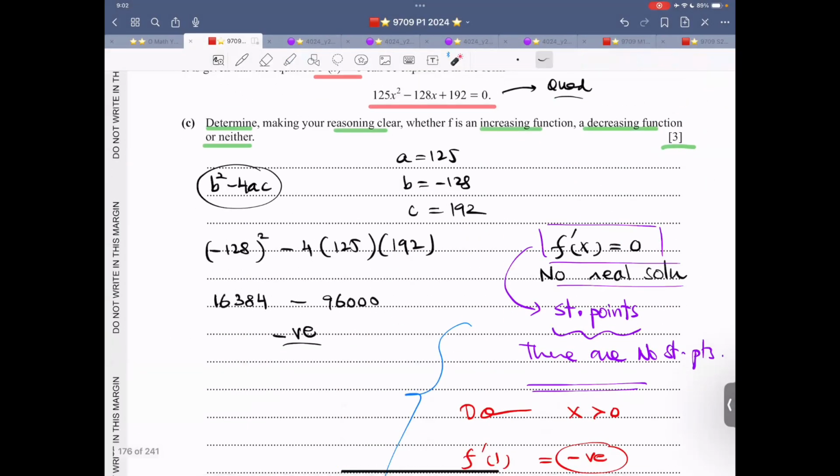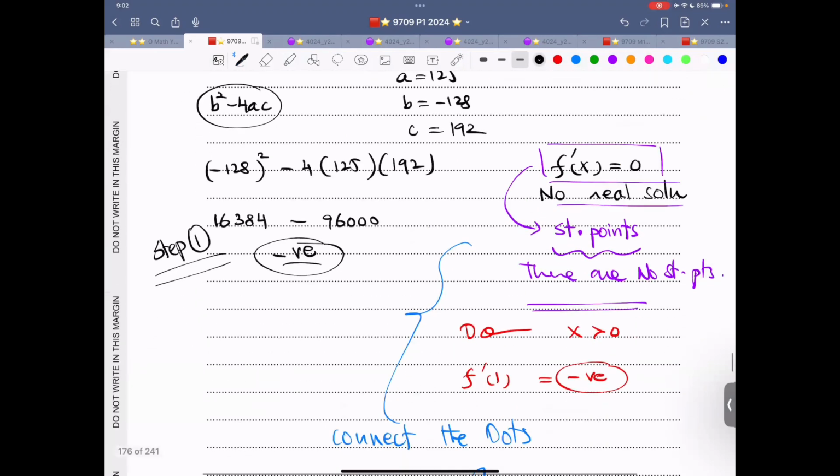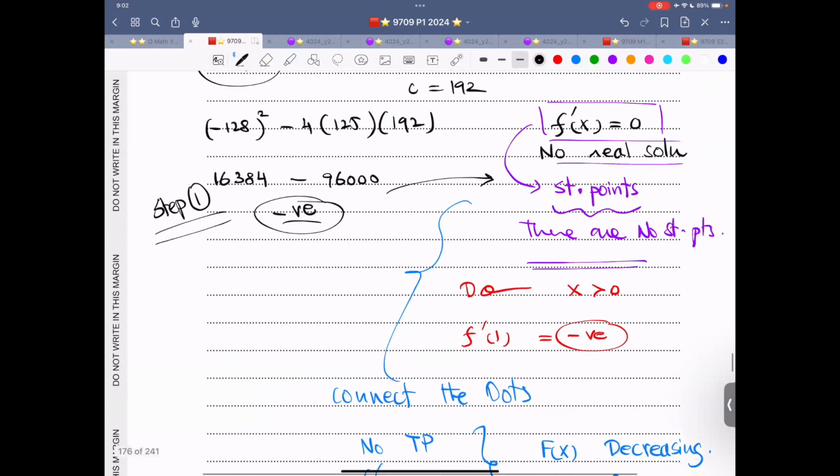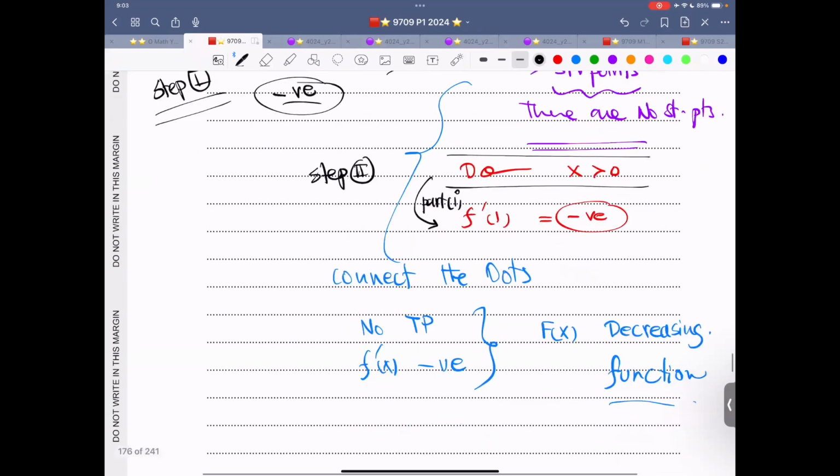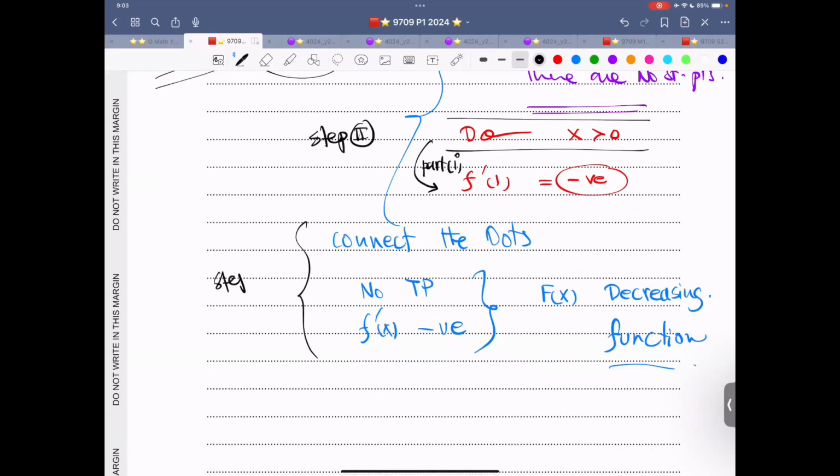Let me recap it. First of all, this is the quadratic. This is step number 1. That is b squared minus 4ac is coming out to be negative. That means the conclusion is there are no turning points. Step number 2. That is this thing, that the domain is x is greater than 0. In part 1, we have already evaluated that f prime is negative. So now step 3, that is connecting the dots. That is, there are no turning points. F prime x is negative. Therefore, the function is a decreasing function.